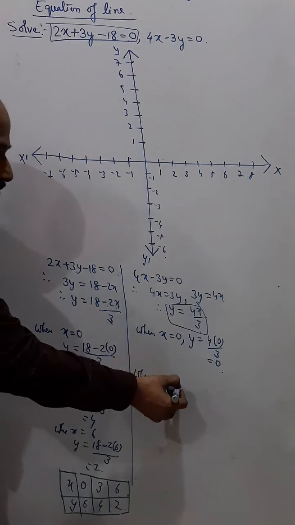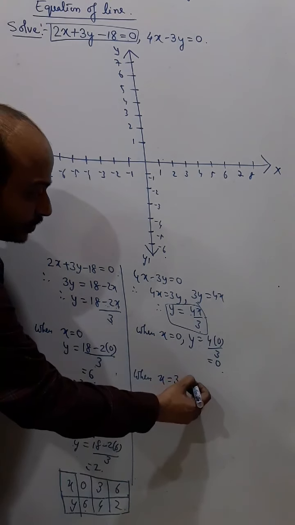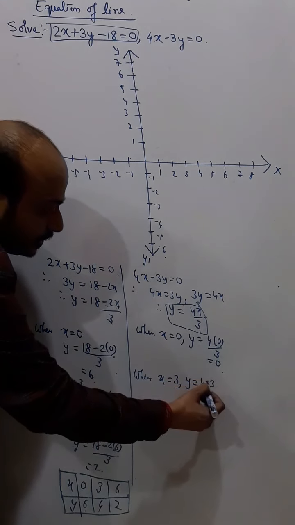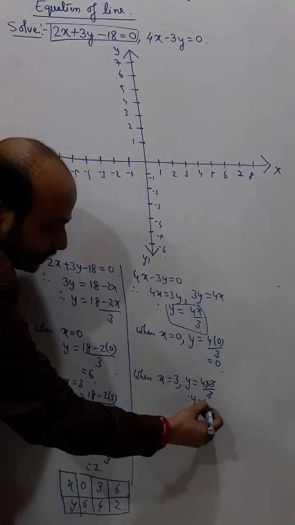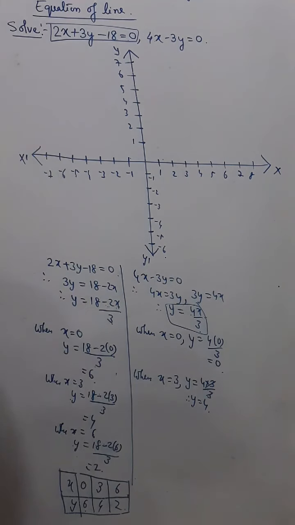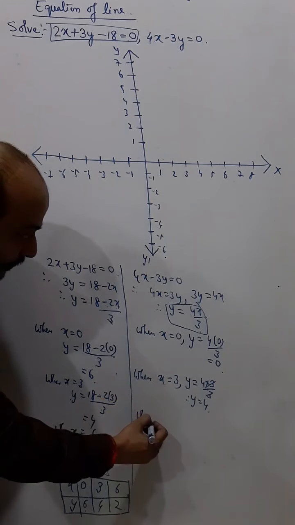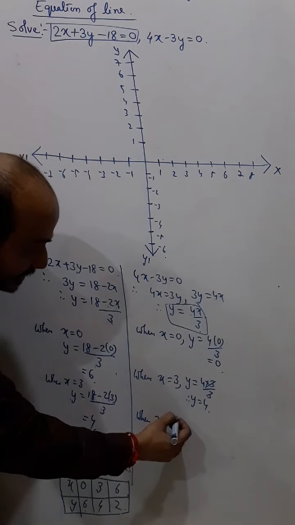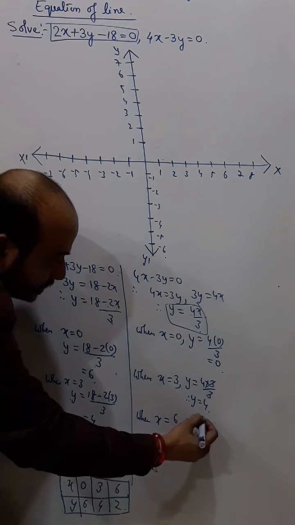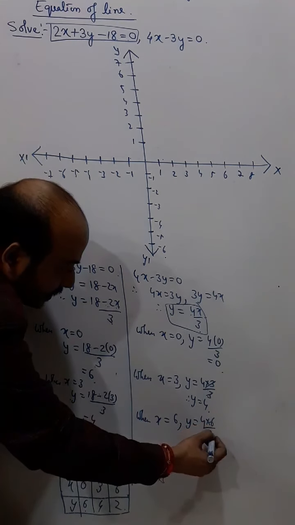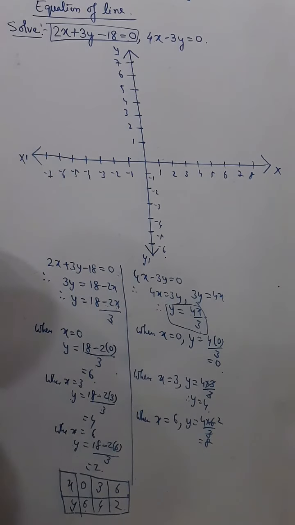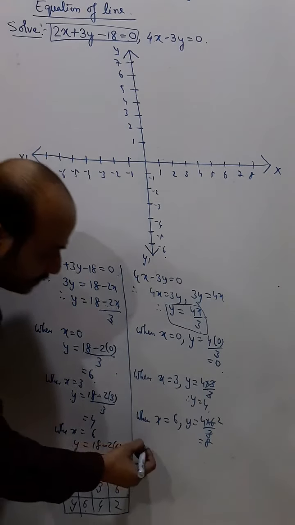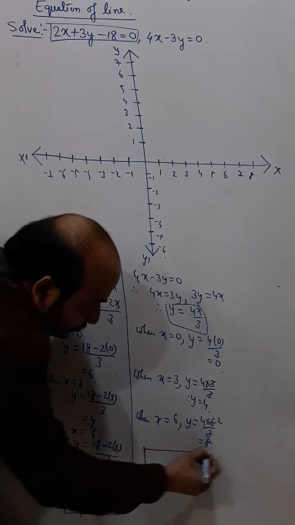We can take x equals to 3. Then we get y equals to 4 into 3 by 3. So you can understand, we get y is equal to 4. And then we can also take x equals to 6. Then what we get? Y is equal to 4 into 6 by 3. So we get y equals to 8. And similarly here also we'll make a box.